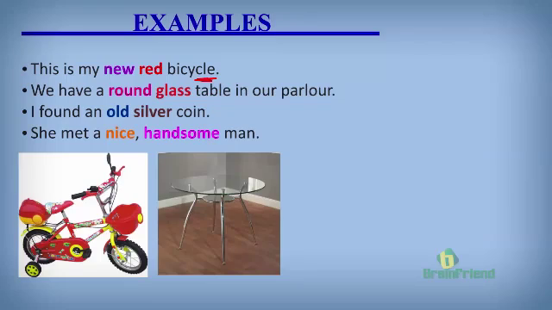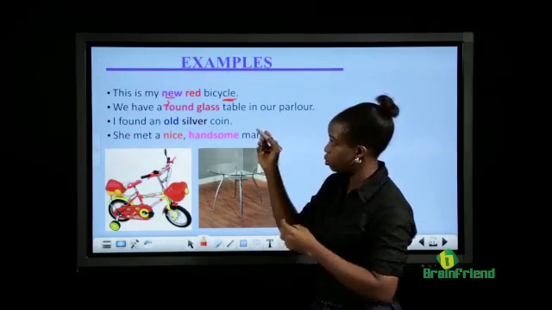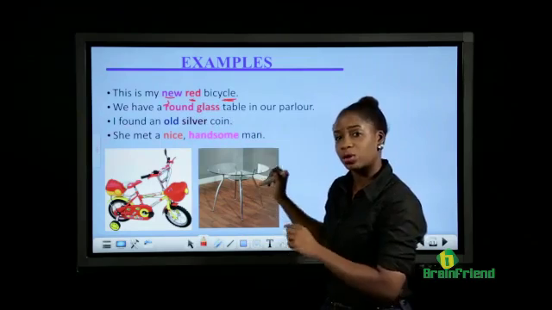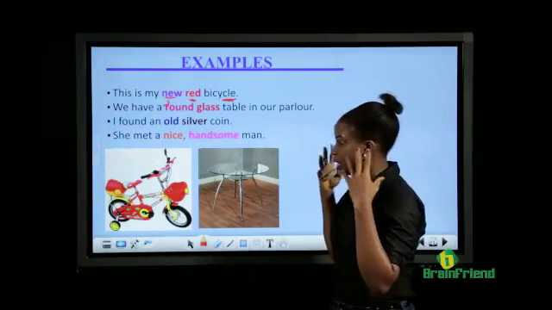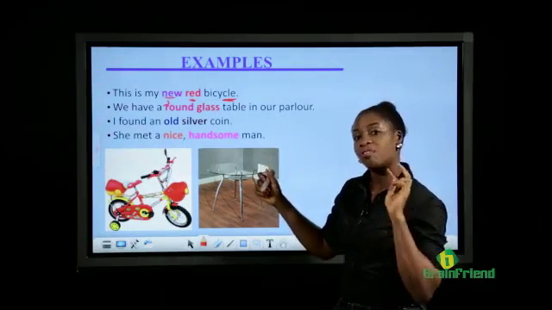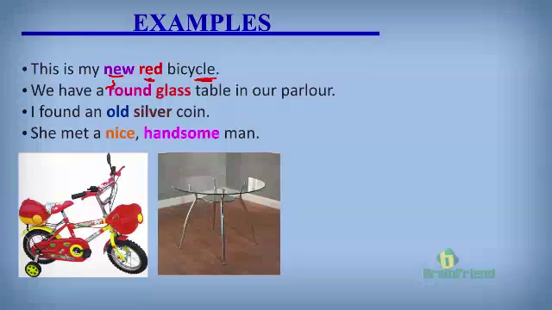Does new describe the bicycle? Yes, it does. That means new is an adjective. It tells us that the bicycle, it's new. It's not old. It looks new. New describes the way it looks, and it also describes quality. It is brand new. Red, like we just learned about colors, also tells you more about the bicycle. All this information, new and red, gives you a picture of how the bicycle looks. So you see that we have more than one adjective in the sentence. This is my new red bicycle. And do we have a comma? No. I'll tell us why we do not have a comma.